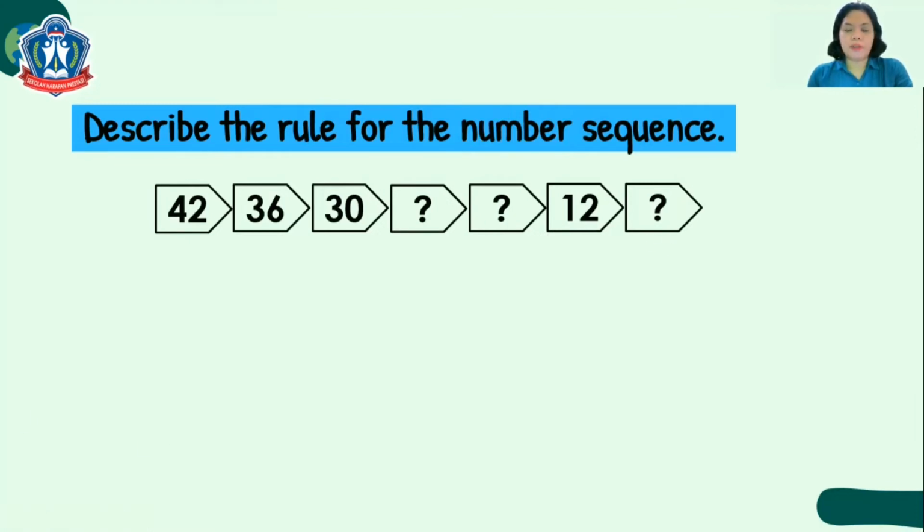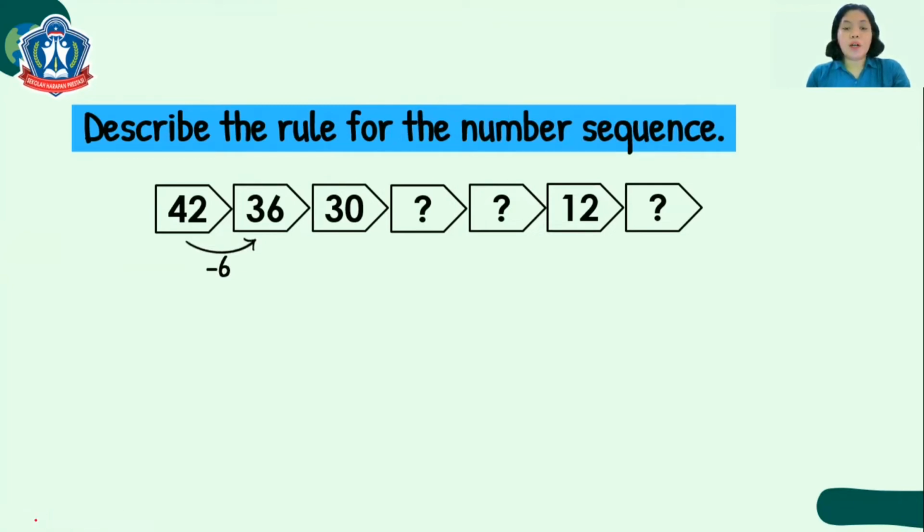All you need to do, children, is find the numbers that are not empty. So they are in order. Let's start with 42 as the first one. Then the next one is 36. So from 42, it becomes smaller, which means we count back. What is the difference? How many times do we count back from 42 to 36? Correct, it's 6. So we count back in steps of 6.